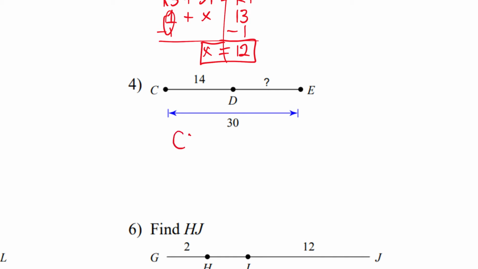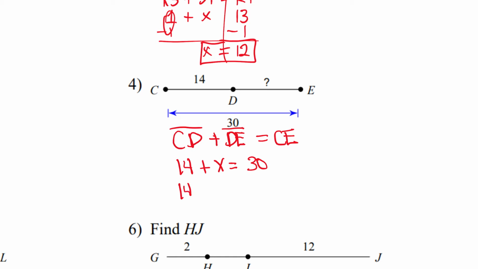Okay. So we got CD plus DE equals CE. Good. All right, so CD is 14, DE is unknown, and CE is 30.